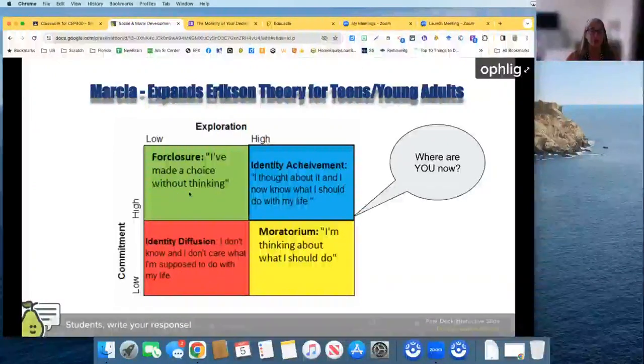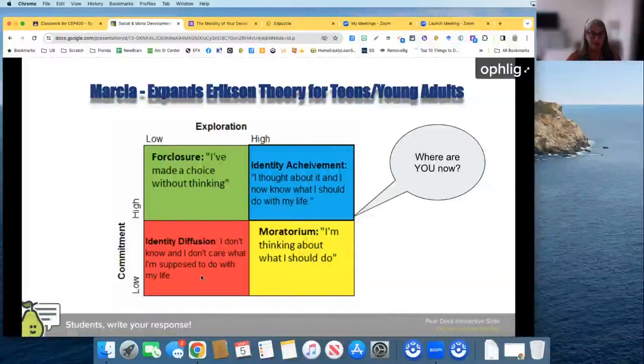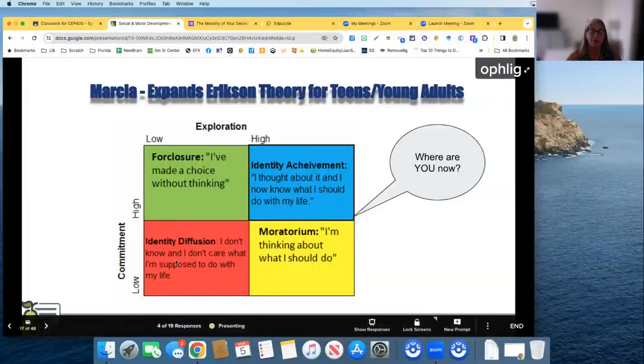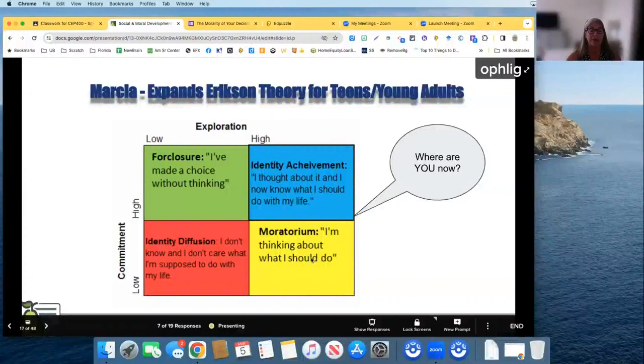That's the foreclosure stage. In the identity diffusion stage, you're saying, I don't know, and I don't care what I'm supposed to do with my life. I'm just living my life day to day, and I'm not worried about making plans. That's the identity diffusion stage. There's another stage, the moratorium, where you're saying, I'm thinking about what I should do. So you're actively thinking about what you want to do. You don't know yet, but you're really thinking about it.